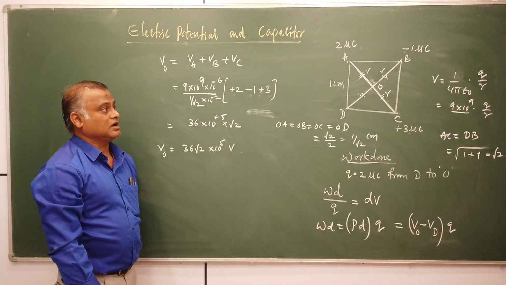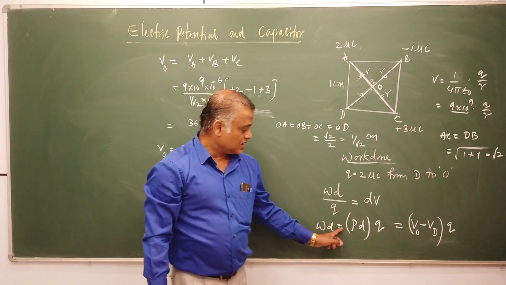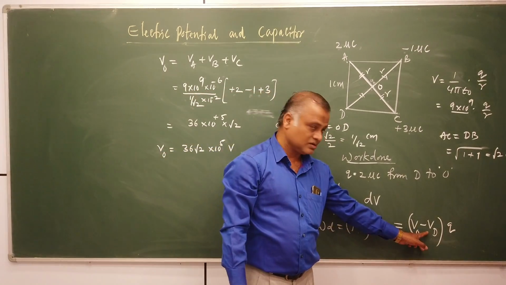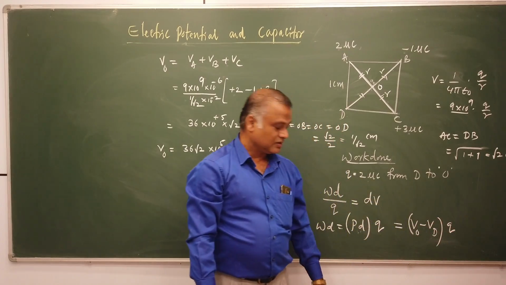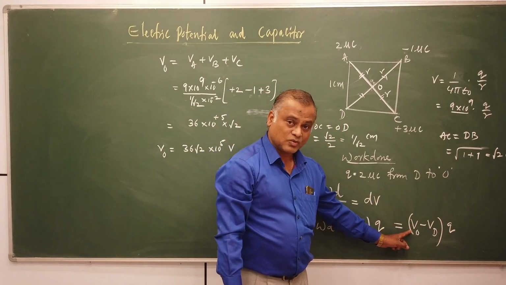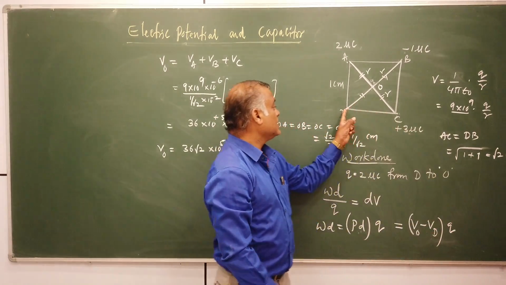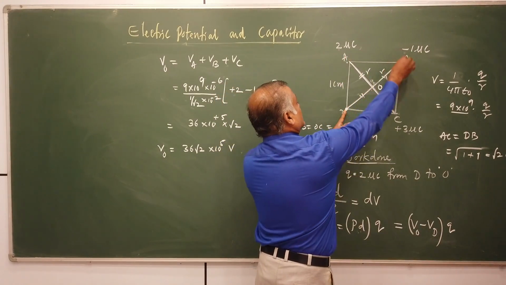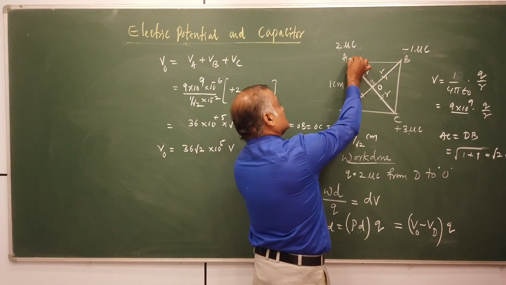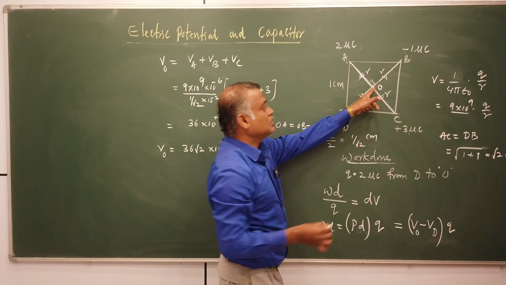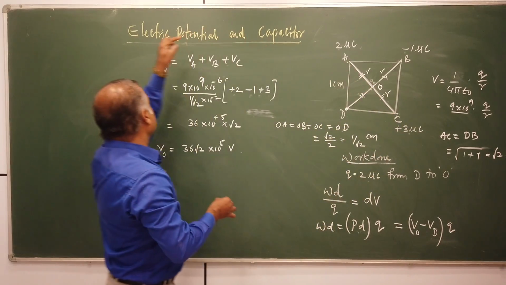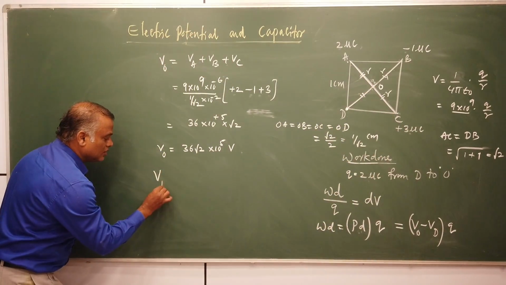Okay? Now, work done is what? Potential difference into charge. Now, you got potential at O. Now, potential at D. D is surrounded by how many charges? 3 charges. What are they? Charge at A, B and C. As you did for the potential at O, can you solve potential at D?